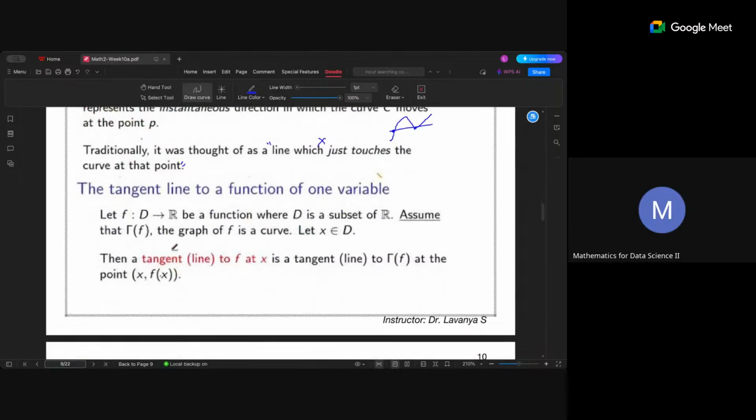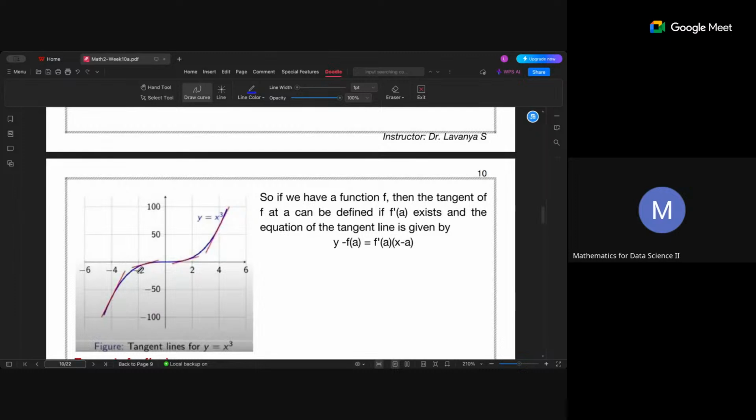So now in one variable, you know that the tangent of f at x is the tangent to the graph at this point, right? So for example, if you have a curve like this, then at this point, at this point, at this point, you see these are the tangent lines. And what is the direction in which it is changing? That slope at those points gives the derivative at those points, right? And this is the equation of the tangent line in one variable, right?